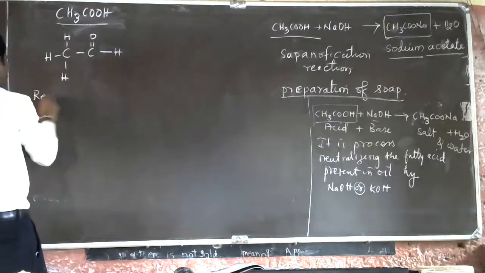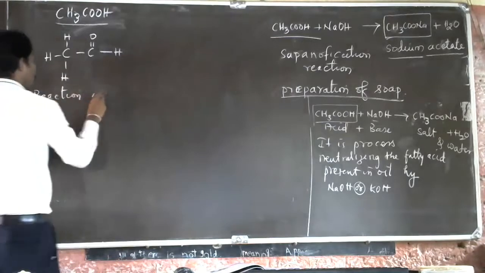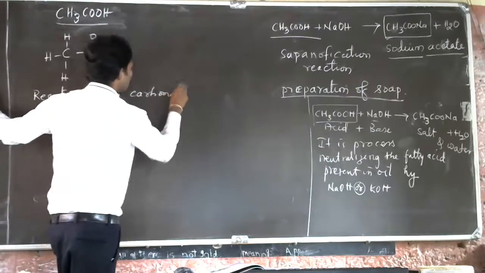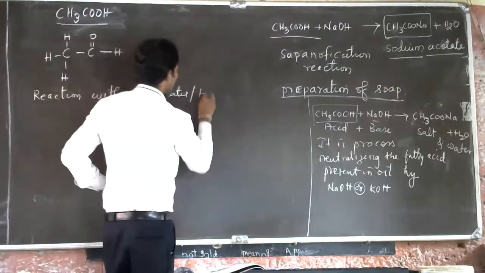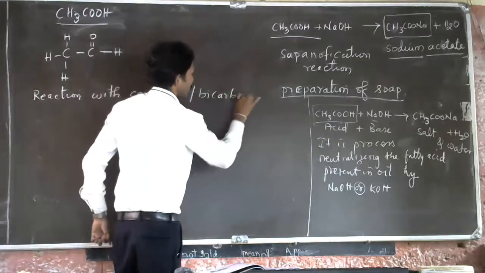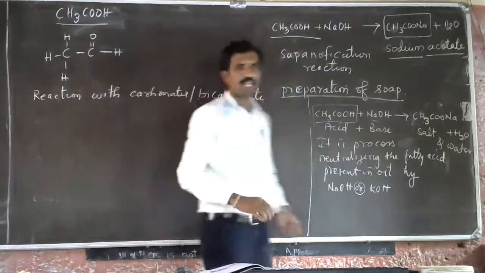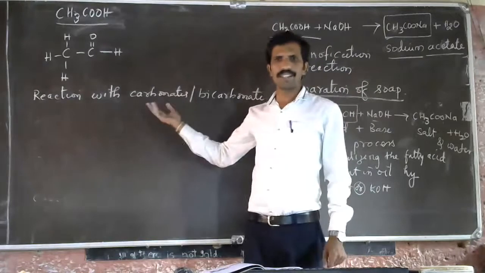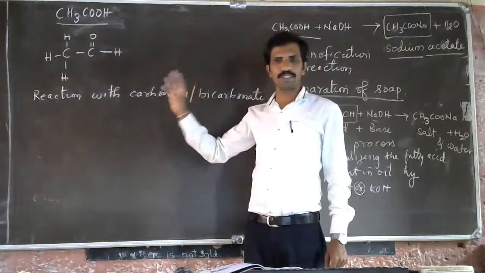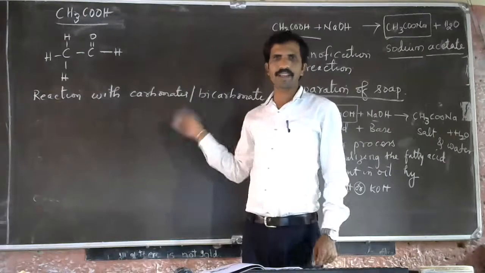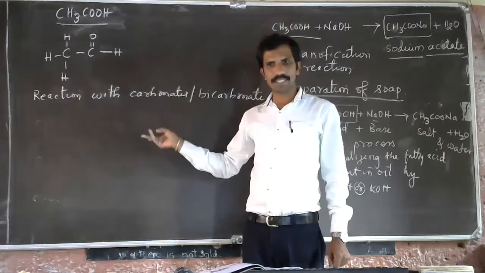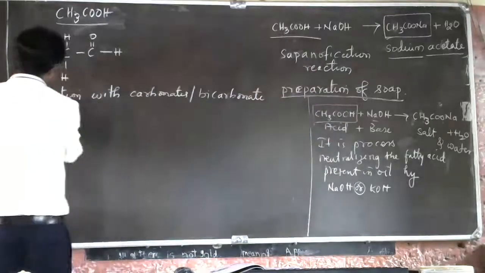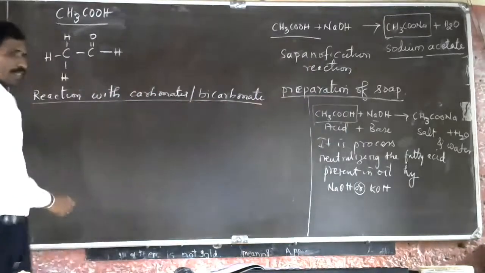So, reaction with carbonates and/or bicarbonates. As you already know, when any acid reacts with carbonates, you can see on the product side that a salt is produced, carbon dioxide is produced, and water is produced. It is the same reaction you studied in the second chapter, acid, base, and salt.